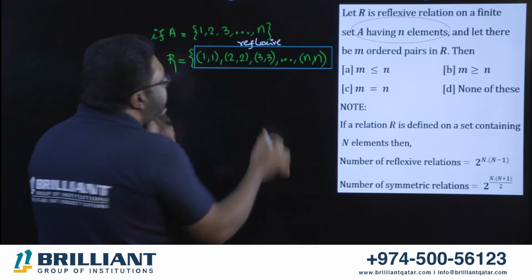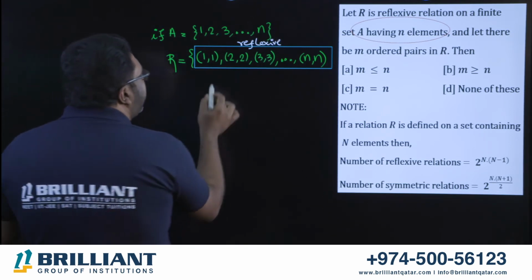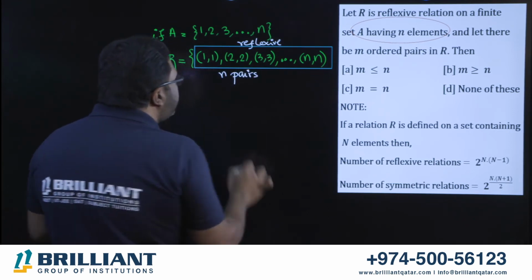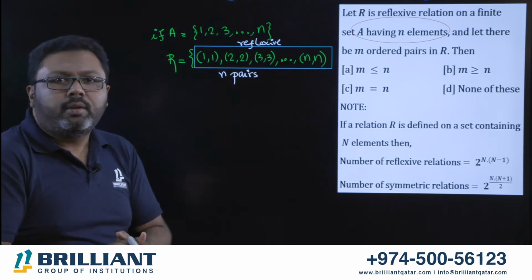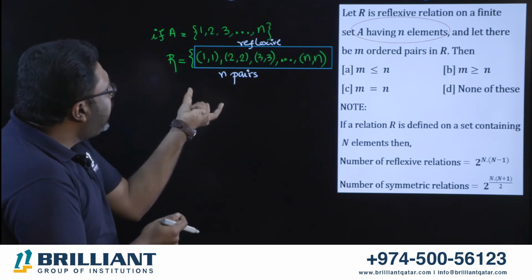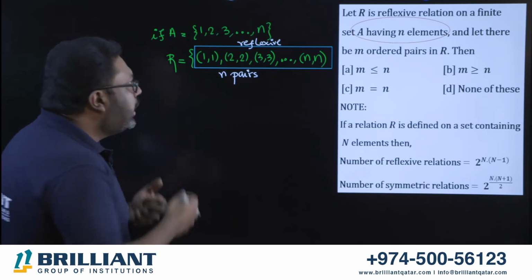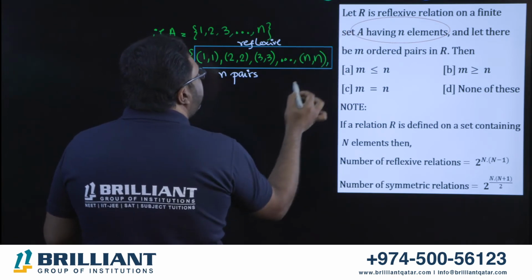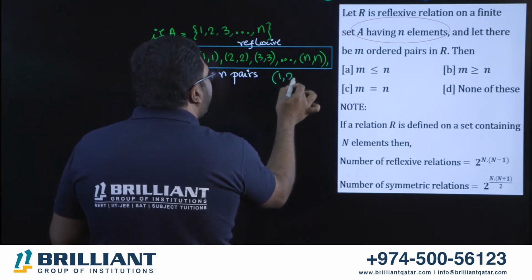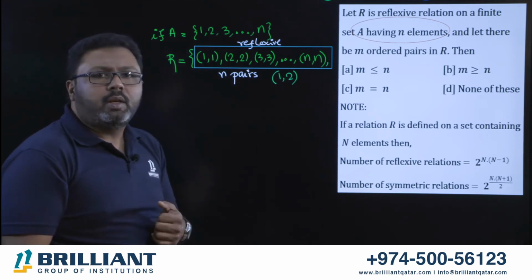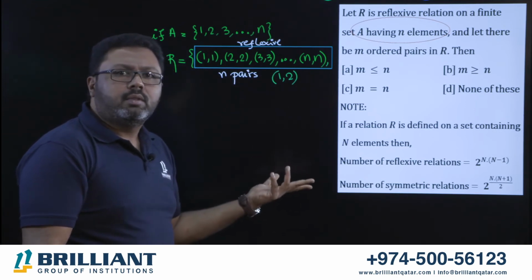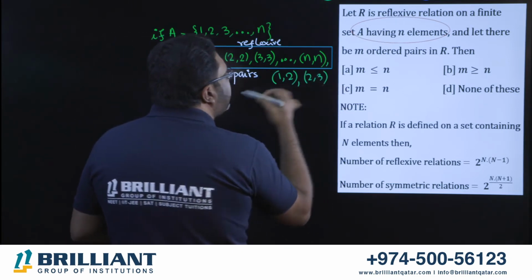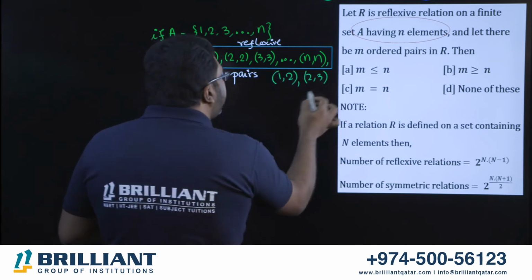And how many pairs are there to make it reflexive? n pairs. Because there are n elements, n pairs are required to make it reflexive. But is this the only relation which is going to become reflexive? Can I make it reflexive by adding some more elements? Definitely I can. You just simply need to add some more pairs like (1,2). If I add a pair (1,2), it's still reflexive. If I add a pair (2,3), it is still reflexive. So it can keep going like this.